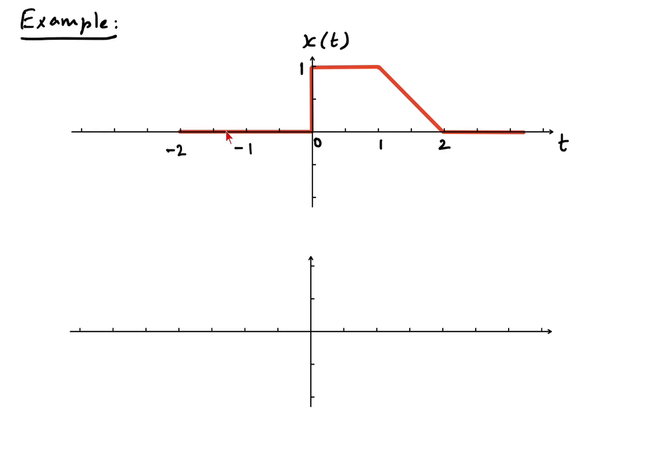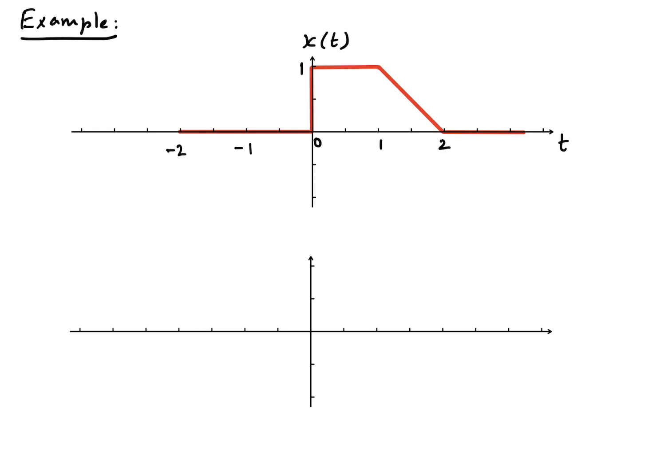So the signal has a value of 0 until t equal to 0. At t equal to 0 it changes to 1, it remains at 1 until t equal to 1, and from t equal to 1 to t equal to 2 it gradually decreases like this and becomes 0 at t equal to 2, and beyond t equal to 2 it continues to be 0. So that's our original signal x of t.